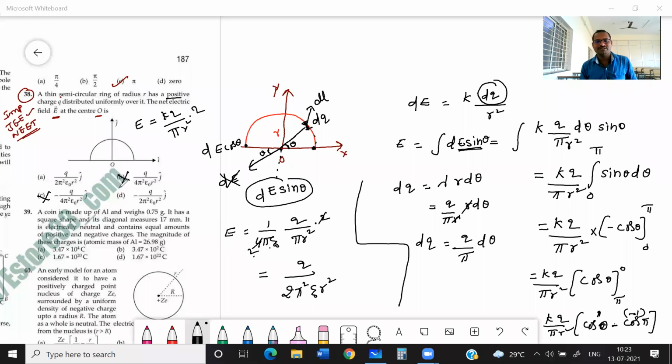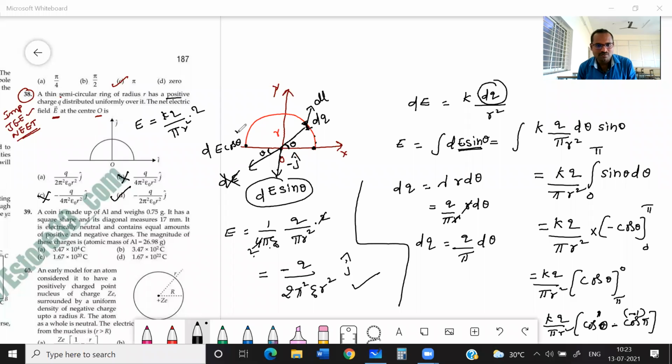Now two options are there. One is plus, another one is minus. Yes. See, this electric field is in the downward direction. Means along the negative y-axis, means along negative j cap. So you should write j cap negative here. So this will be the electric field. Yes, option D is the right answer.